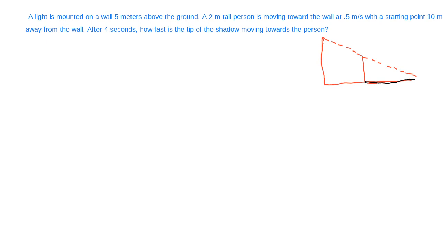So now let's think about what we have. We know that we have a 5 meter tall light, a 2 meter tall person, and then we have a shadow behind it. So now let's look and see all the information we have. We know that we're going to let this be y and this be x. We know the sun is 10 meters.